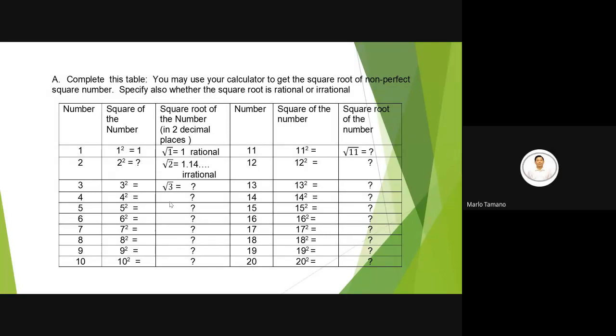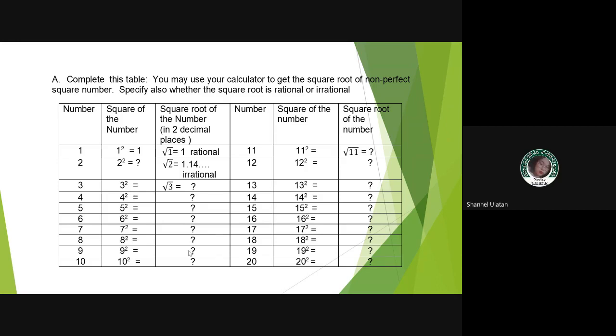Yes po. Okay, so we have the square root of 4. What is your answer? 2. Is it rational or irrational? Rational. Okay, next, square root of 5. 2.23. Okay, so square root of 5 is 2.24. Irrational or rational? Irrational.